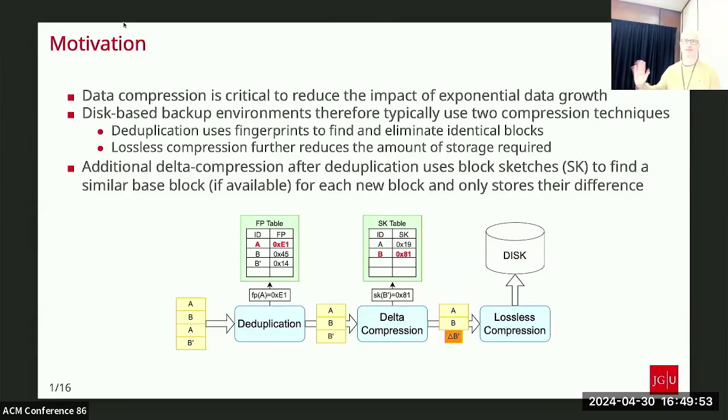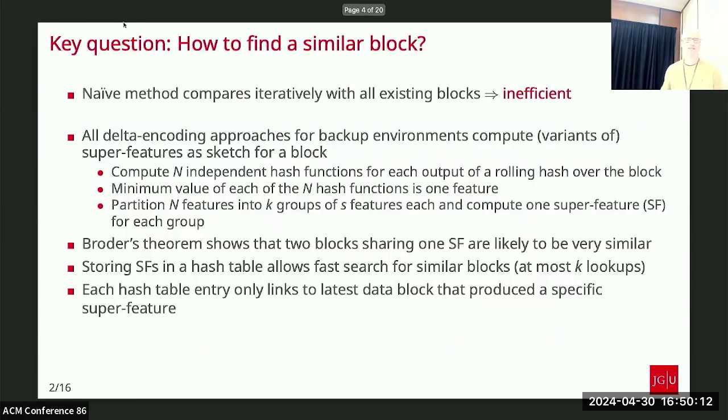Therefore, around 5-6 years ago, people started to say, after this deduplication step, there are still a lot of blocks which are not identical but similar, and we can do some kind of delta encoding on top of them. This is the additional step I will be mostly talking about today. It's about delta compression. The main key question about delta compression and delta encoding is how to find similar blocks.